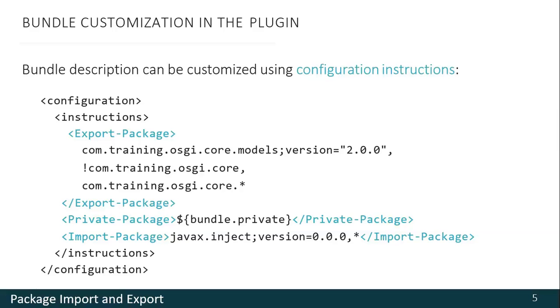Import-Package is for overriding the imported packages. The instruction that you see is added when one creates an AEM project from the Maven archetype, and what it says is import javax.inject with version 0.0.0, any available version, and declare the rest of the packages. That asterisk declares the rest of the packages using the default logic. The documentation for the configuration instructions is located on the Felix Maven plugin page. It can be easily googled.